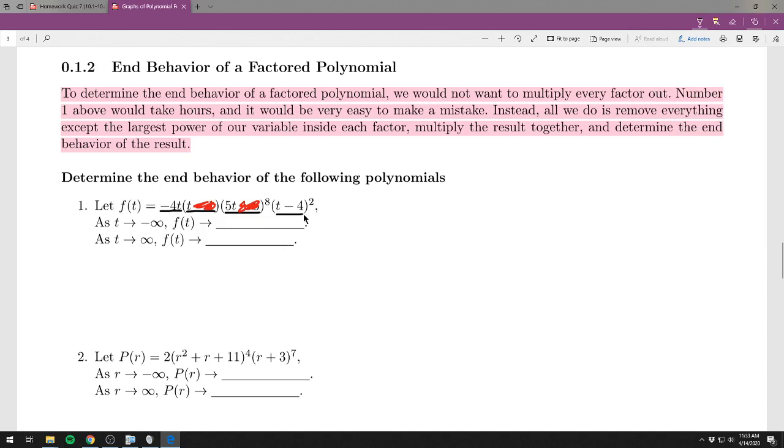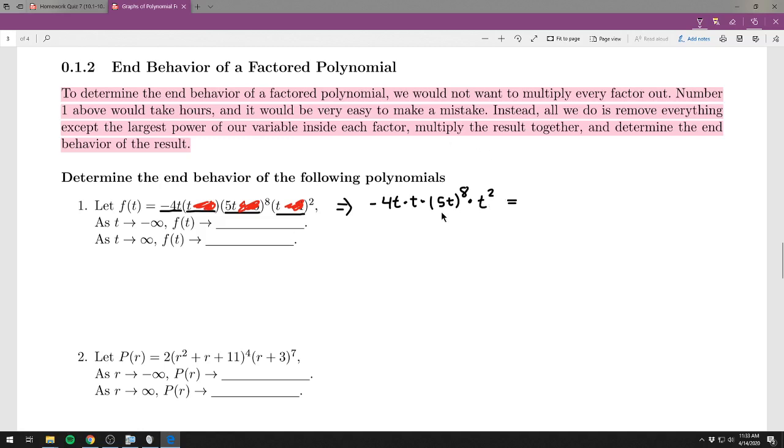And t minus 4, we get rid of the minus 4 part. We keep the term with the highest power of t in each one. And now I'm just going to go ahead and write out what we're left with. We got negative 4t in front. And the second term is just t. There's no power to it. The third term is 5t to the 8th power. And the fourth term is t to the 2nd power.